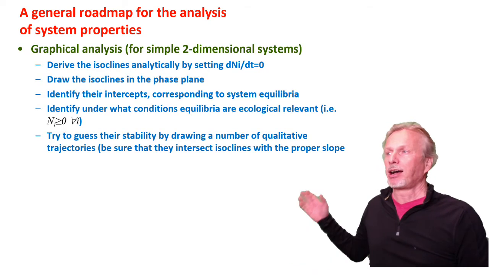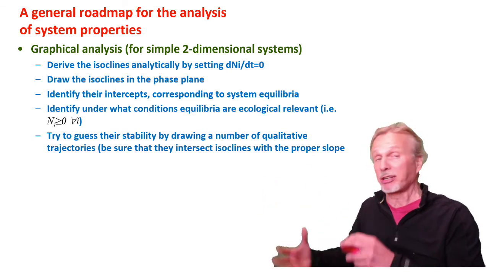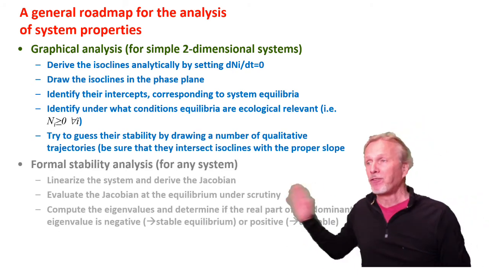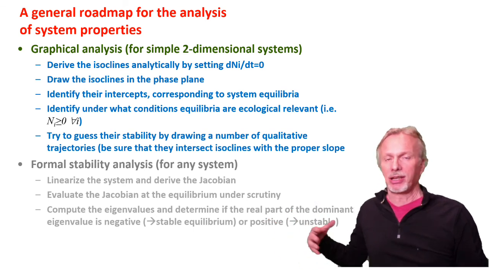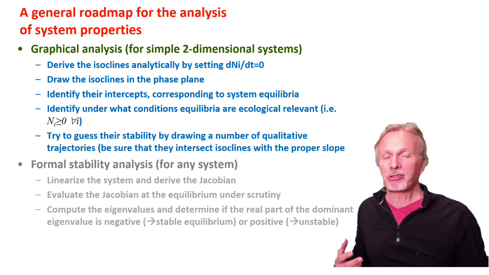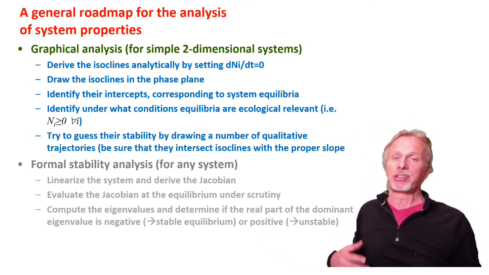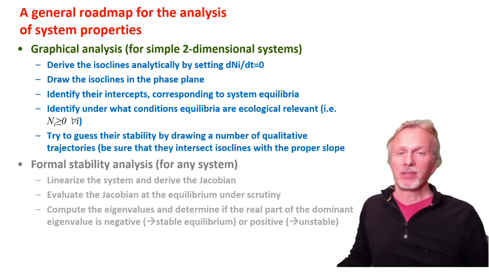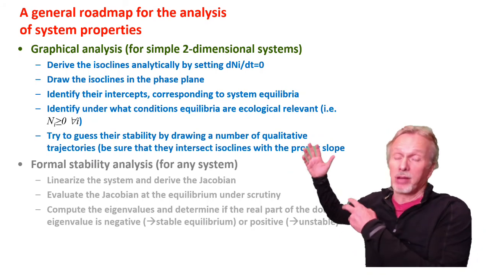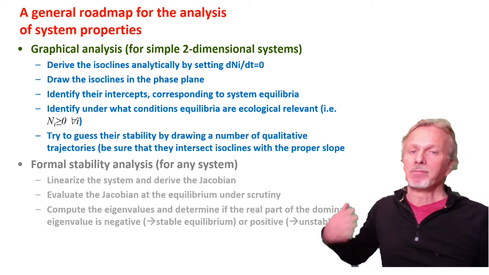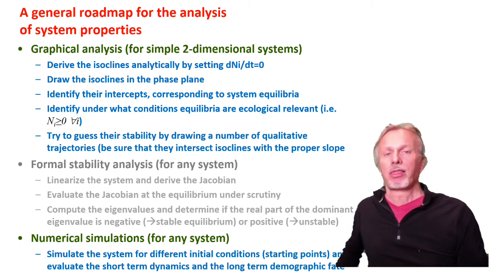So we saw here, and I'm going to repeat it, how we did the graphical analysis by deriving the isoclines, drawing them, finding the intercepts, and trying to infer whether those equilibria are stable or unstable. The formal analysis, for which we have some R scripts showing how to do it, is linearizing the system, which in this case means computing a 2 by 2 Jacobian matrix of the linearized system corresponding to the specific equilibrium, the trivial one or the coexistence one, and computing the corresponding eigenvalues and determining whether the real part of the dominant eigenvalue is negative. If that is the case, there might be a damped oscillation that will damp out, or it might just be an attractor where the trajectory goes directly there. And then, of course, we will do this in class through numerical simulations.